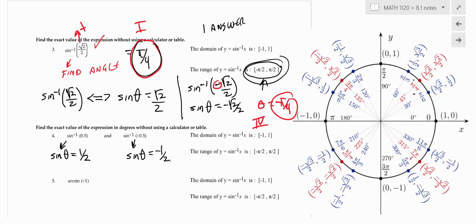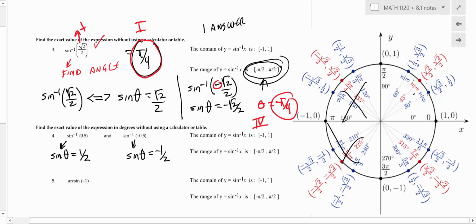Negative pi over 2 is here. Pi over 2 is there. You have to be over on this side when you're doing an inverse sine. So when you're looking at an inverse sine, don't even look there. Don't even pay attention to it. So the answer to the first one would be theta equals pi over 6.